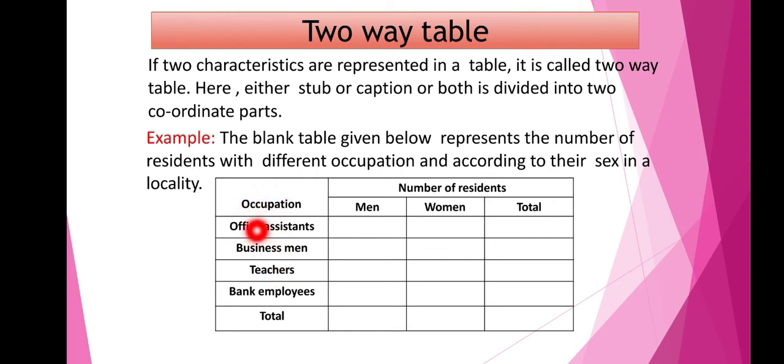Occupation is there, and under occupation we have office assistants, businessmen, teachers, bank employees. All these things are given. This is one characteristic. And another characteristic is number of residents. Under number of residents we have men, women and total. So here two characteristics are given, hence it is called a two-way table.